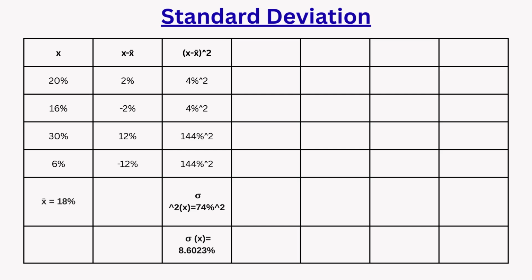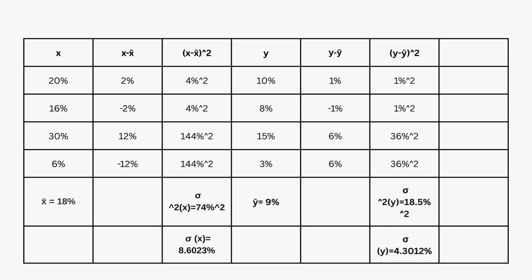It means you can expect the returns to be fluctuating between 18 less 8.6 percentage coming to near 10 percentage to 18 plus 8.6 percentage, that is 26.6 percentage. So it would be in the range of 9.4 percentage to 26.6 percentage. This is the range of expected profit. And we will do the same for company Y.